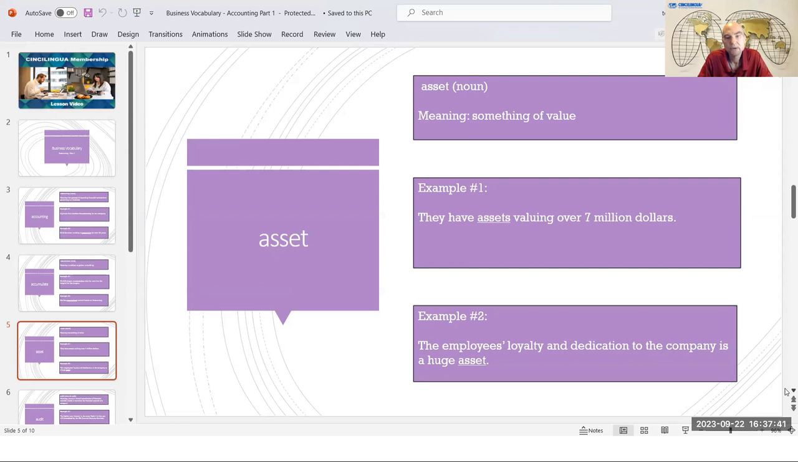Number two, it says the employee's loyalty and dedication to the company is a huge asset. So this is a particular quality of the employees. They have this quality of having dedication and loyalty, and it's a very valuable quality that they possess.